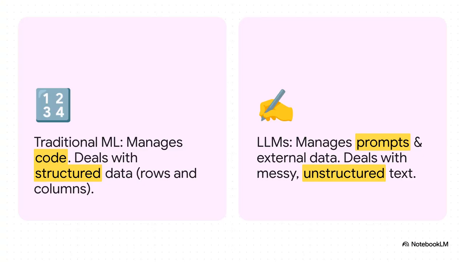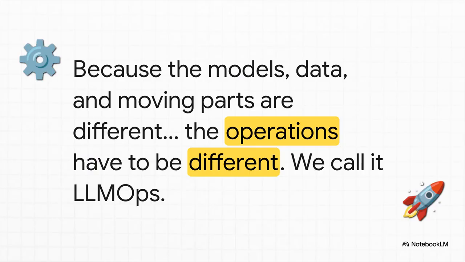Just look at the difference here. On one hand, you have traditional ML, which is all about managing code that deals with nice, clean, structured data. Rows and columns in a spreadsheet. But with LLMs, forget it. You're swimming in a sea of messy, unstructured text. And all of a sudden, new things like the quality of your prompt or the freshness of your external data become absolutely critical. So here's the bottom line. The models are different. The data is different.